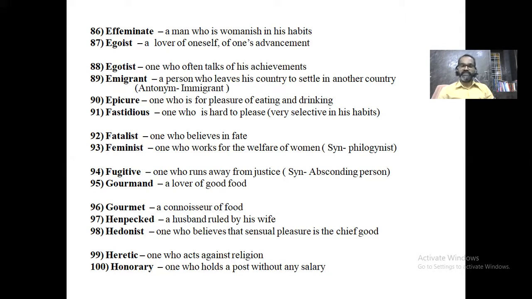And gourmet, a connoisseur of food. Gourmet is different. Garment is different. But gourmet is a connoisseur of food.